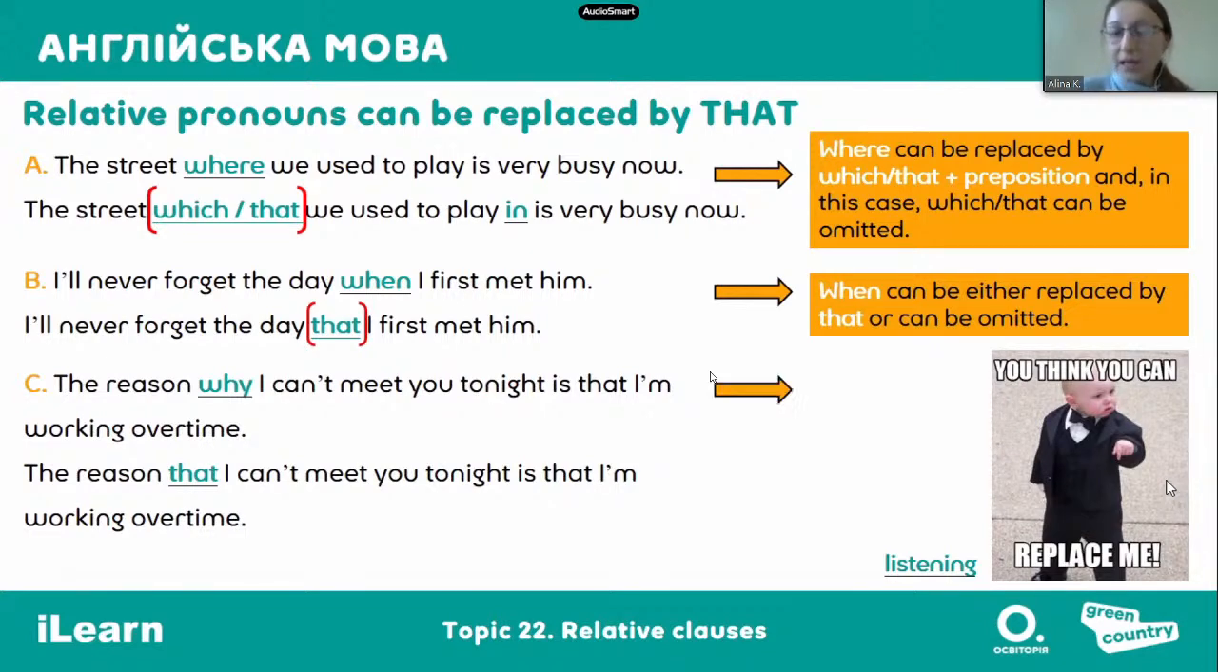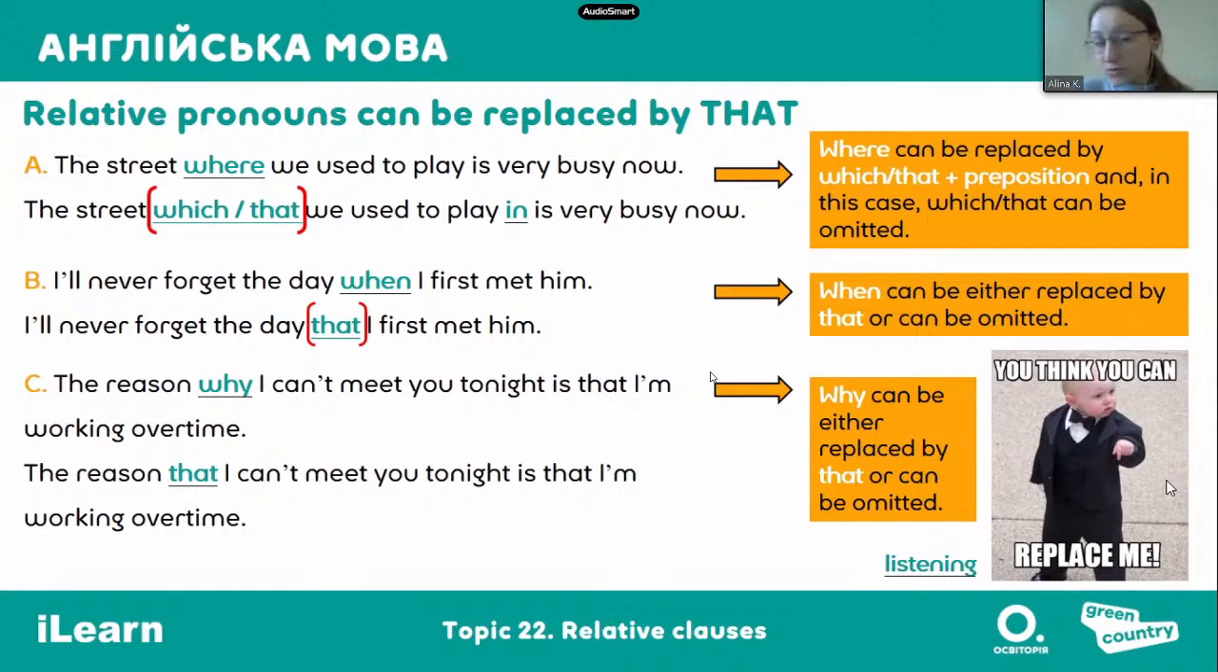Okay, and number C, the reason why I can't meet you tonight is that I'm working overtime. And the same way we can do with why, we can substitute it with that. The reason that I can't meet you tonight is that I'm working overtime. But again, it sounds maybe strange, maybe overloaded. That's why we can omit. The reason I can't meet you tonight is that I'm working overtime. So we can actually substitute all these relative pronouns by that.